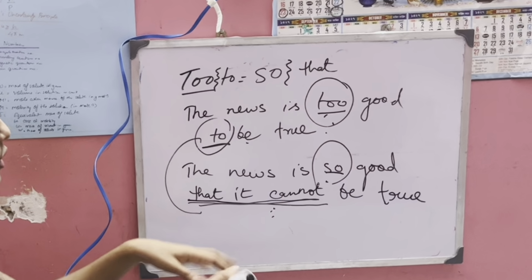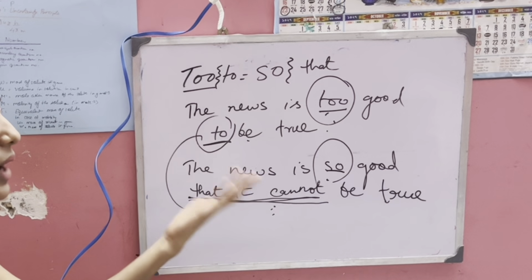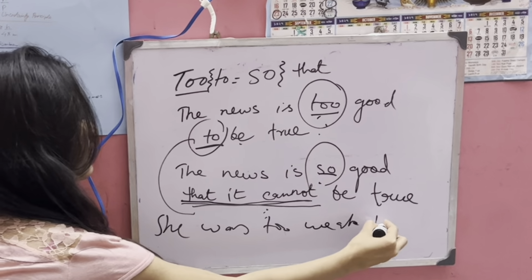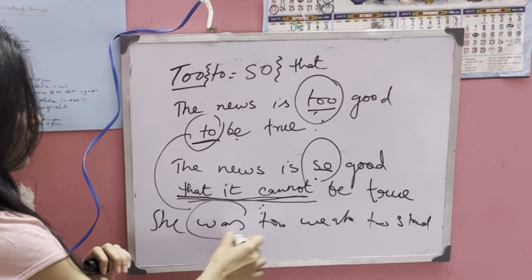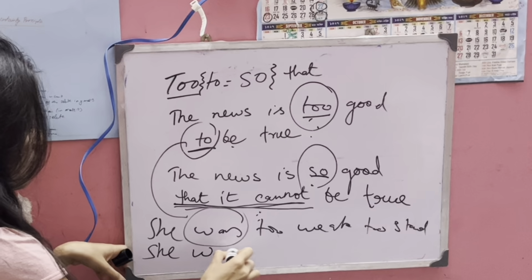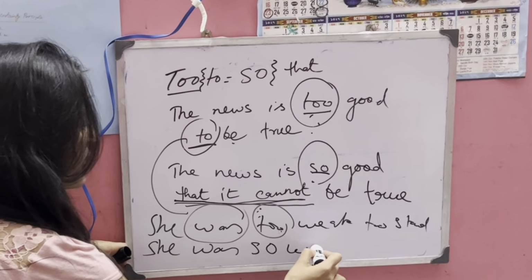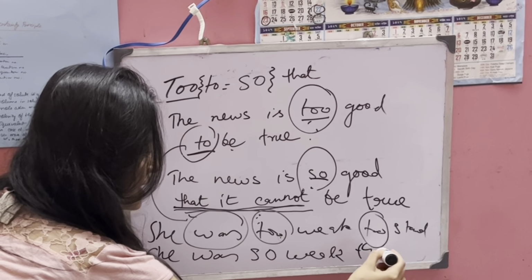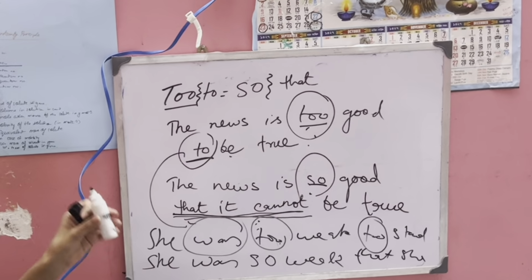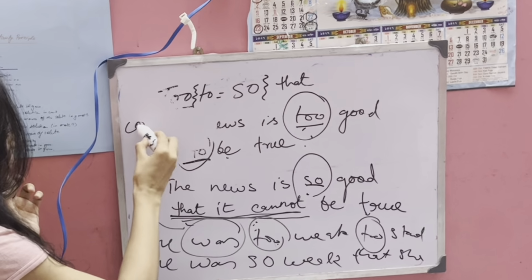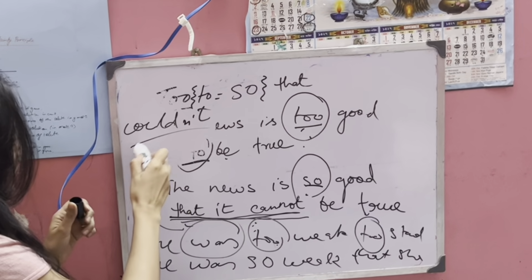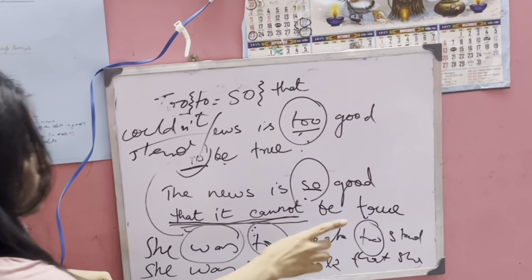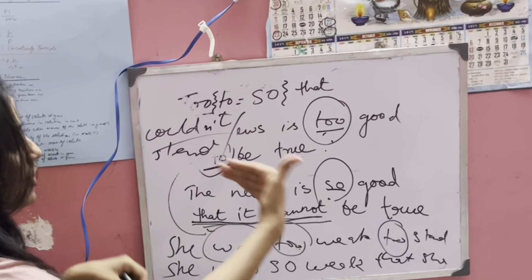Since it was a simple present, it is "that it cannot". But if it was a simple past, for example, she was too weak to stand. Okay, so this is a simple past. So what am I going to do? She was, instead of "too", I'm going to write "so weak". This "to" will be replaced by "that she couldn't". This time I won't write "cannot", so it also depends. Couldn't stand. So she was too weak to stand. She was so weak that she couldn't stand. So "too" is getting replaced by "so", and "to" is getting replaced by "that she couldn't".